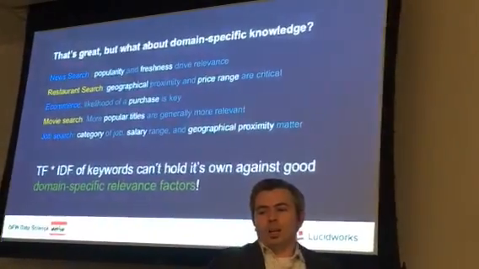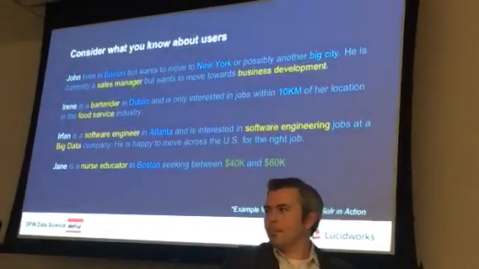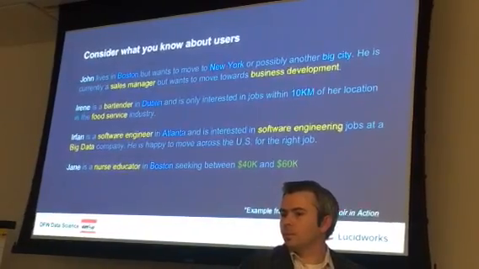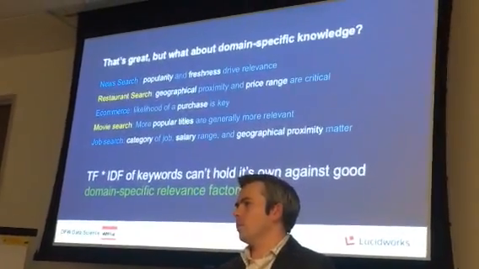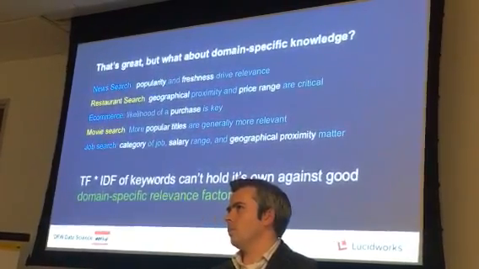TF-IDF can't hold its own against good domain-specific relevance factors. Where does the document relationship come in when you have multiple documents? So the search happens on one document, but there are other documents that are related to the same document. Is there a situation that you come across?